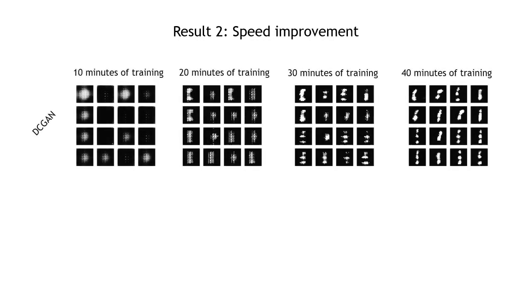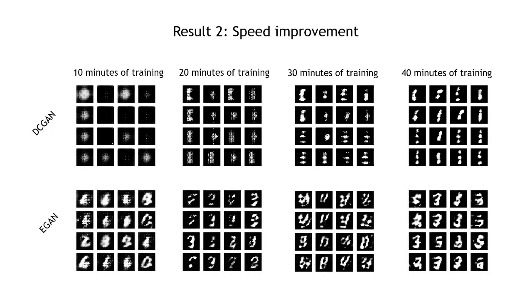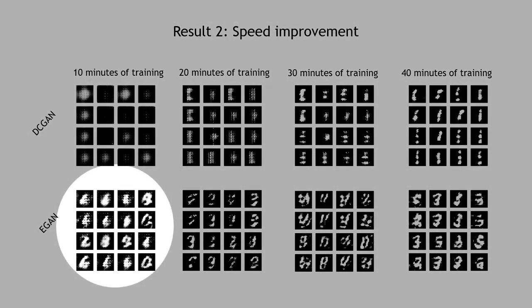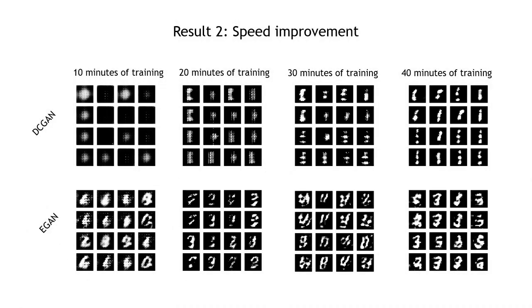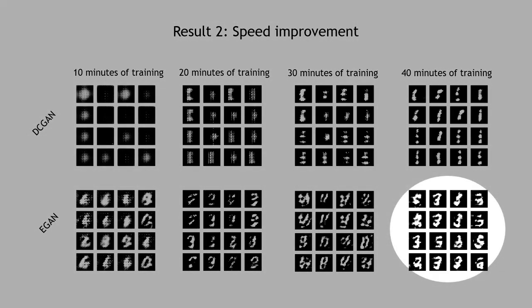Furthermore, I show that the EGAN introduces an improvement in terms of speed of training. Even though the DCGAN is faster than my model per iteration, the EGAN is able to reach meaningful solutions much faster. Let's consider the first 40 minutes of training on the MNIST dataset. While the DCGAN is only able to produce random shapes, the EGAN already produces samples roughly resembling digits in the first 10 minutes, and by the end of the 40-minute interval generates completely recognizable digits.